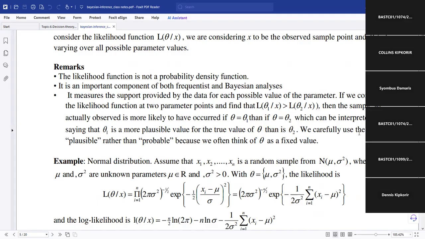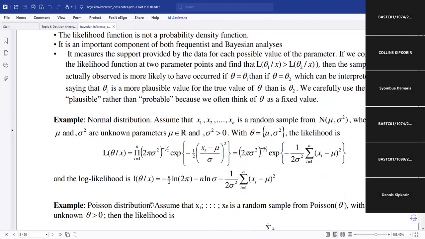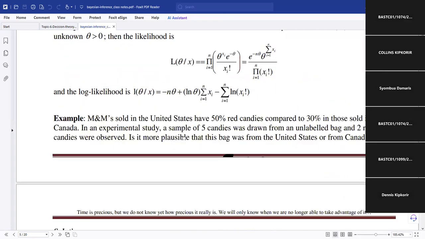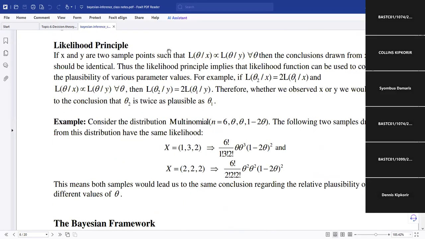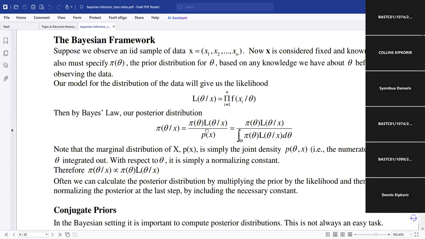So we carefully use the word plausible rather than probable because we think of theta to be a fixed value. These are an example of getting the log likelihood or the likelihood function for that particular matter. Example one is based on the normal distribution. So that I don't get into too much detail, I'll stop at the part where we have the Bayesian framework, so that I may continue from there in the next class physically as we write that.